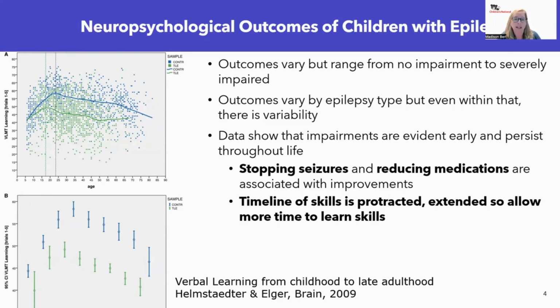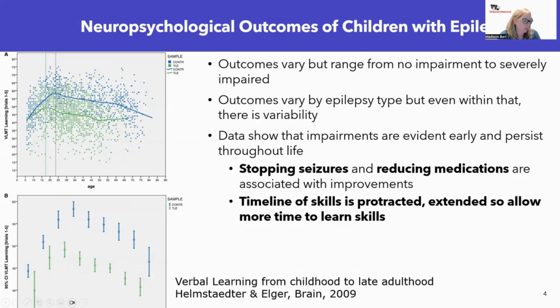So again, data show that when these impairments are evident, they're evident early and persist throughout life. Because remember, epilepsy is a childhood onset disorder. So most people with epilepsy have had it for a long time. The things that are associated with better functioning are stopping those seizures and reducing medications. That is shown over and over again, and even some improvements over time. The timeline of your development of skills is protracted. That means you need to allow more time to learn.